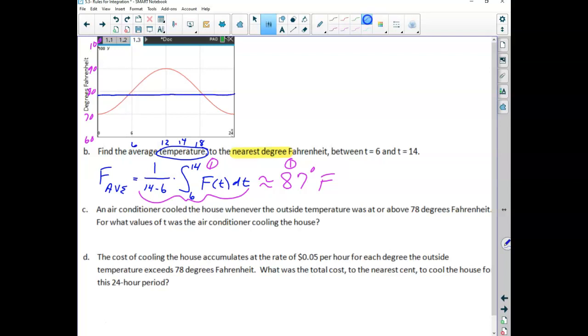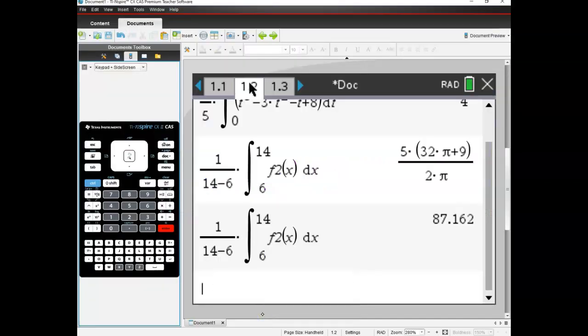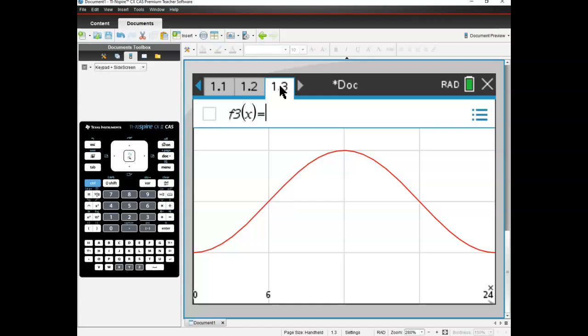So they're saying, okay, for what values of T, what is that value? At what values of T was the air conditioner cooling the house? There's 2 ways to skin a cat. What we can do is we're going to come back to our calculator, and we're going to come back to our graph. This is the easiest way, and we want to see another graph on there, don't we? We want to see 78 degrees.